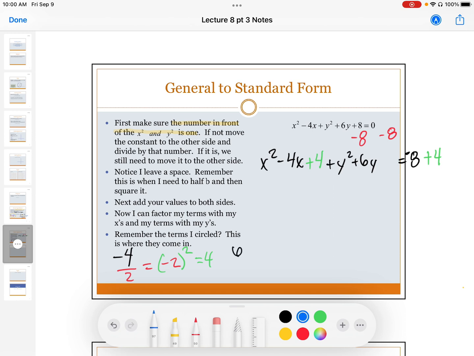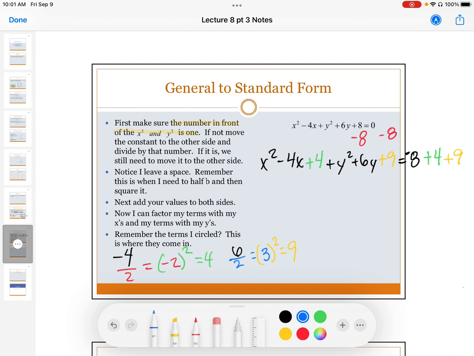So now for this one, I need to take 6 divided by 2. Well, 6 divided by 2 gives me 3. Then I'm going to square it. Okay, that would give me a 9. So 9 is my other magic number. And again, if I add 9 on one side, I've got to add it to the other side as well.